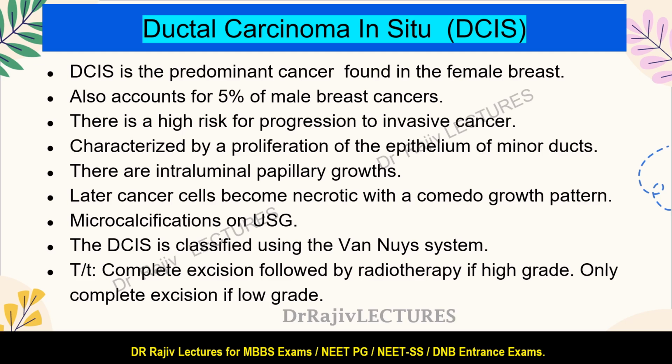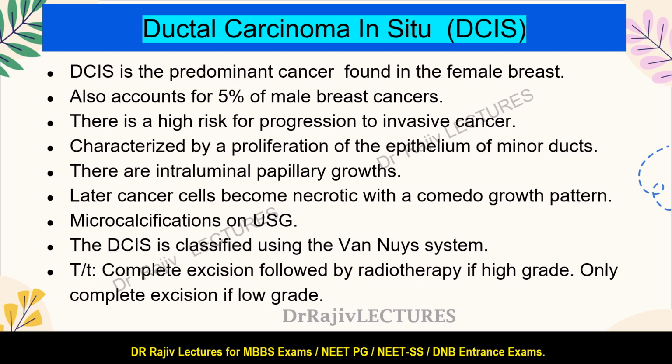DCIS is an anatomic precursor of invasive ductal carcinoma because the invasive cancers develop in the same breast and usually in the same quadrant in which the DCIS was originally detected. Histologically, DCIS is characterized by a proliferation of the minor duct epithelium. The cancer forms papillary growths within the duct lumen.